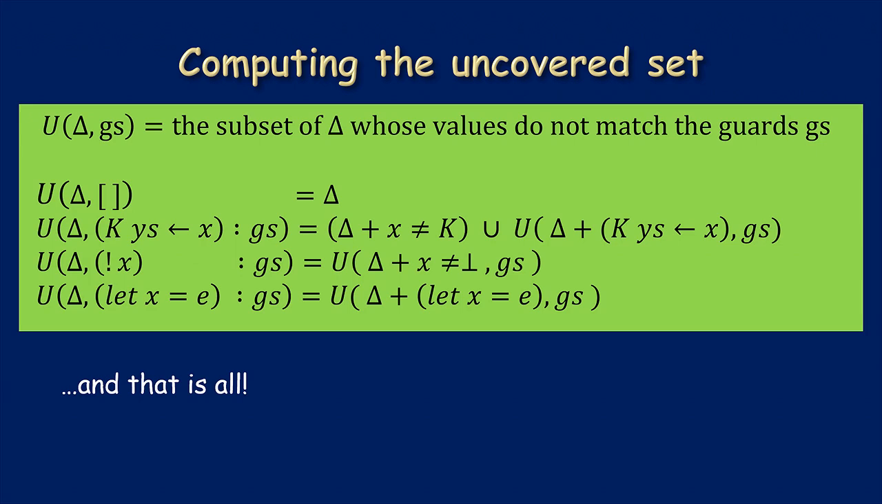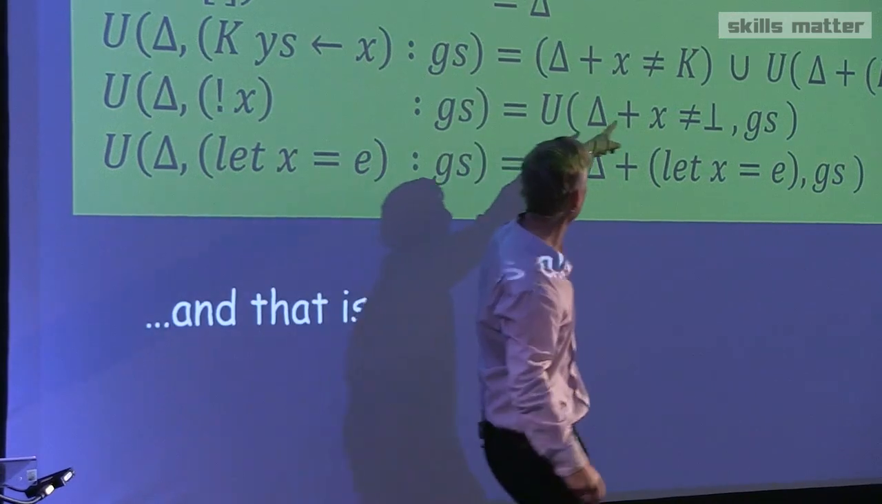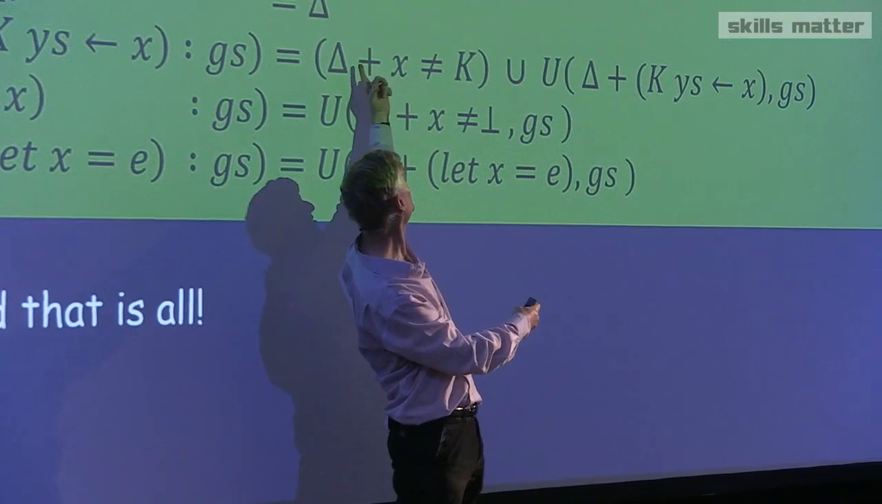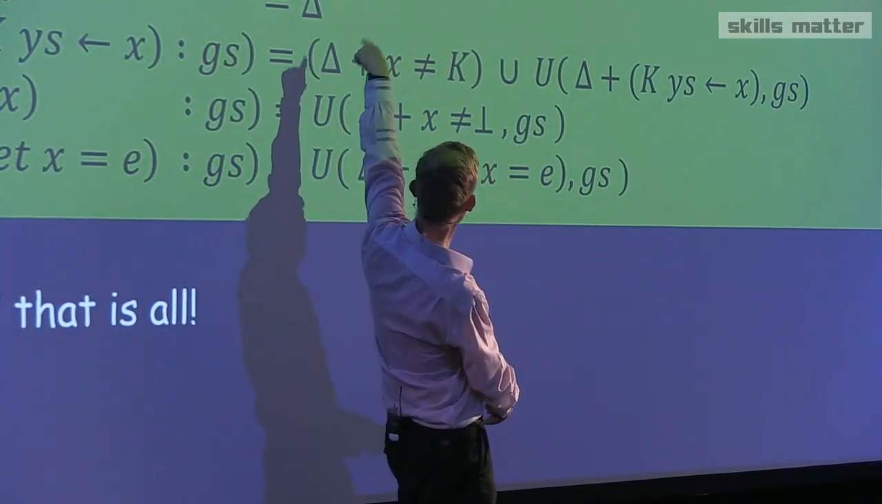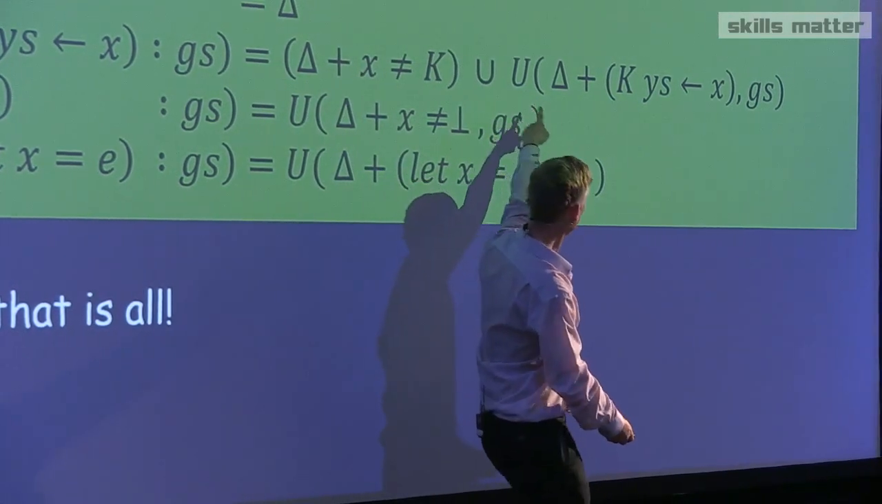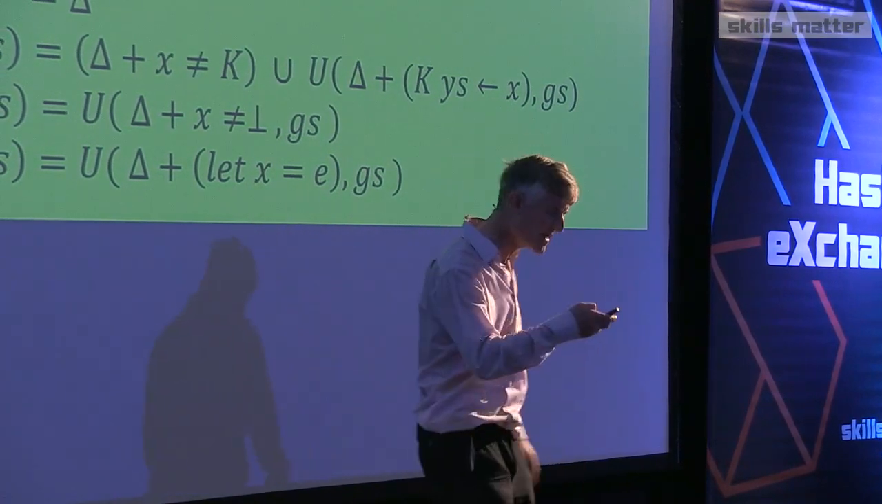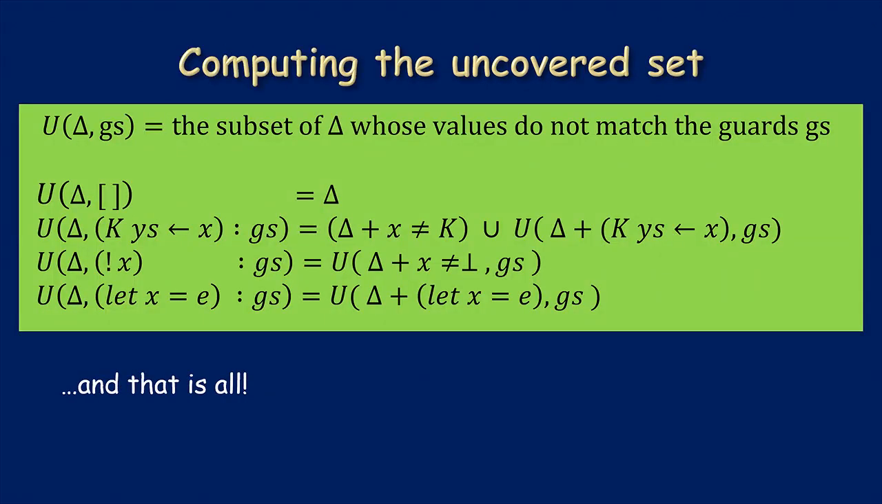If there's a guard that's a pattern match, then there are two things that can happen. Either X is not K and not bottom. I should have added not bottom here. One way to fail is to fail to match K, in which case I can extend delta by adding the extra condition X is not K. That's one way of falling through into the next equation. The other way is that I match all of the remaining guards under the extra information that X does match K. And that's precisely what I did here. That's the second bit, and that's the first bit. And then it turns out that let is very simple, and bang turns out to also be very simple.